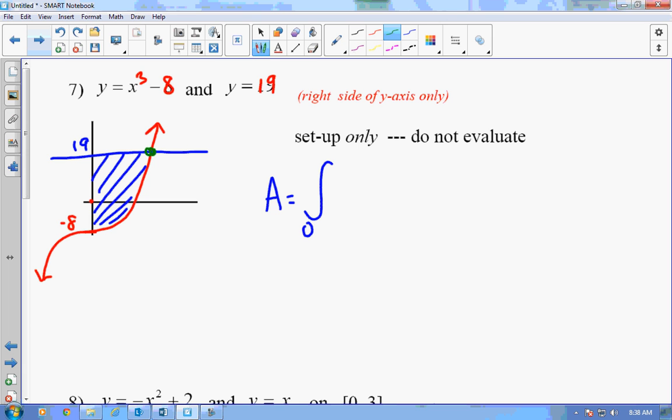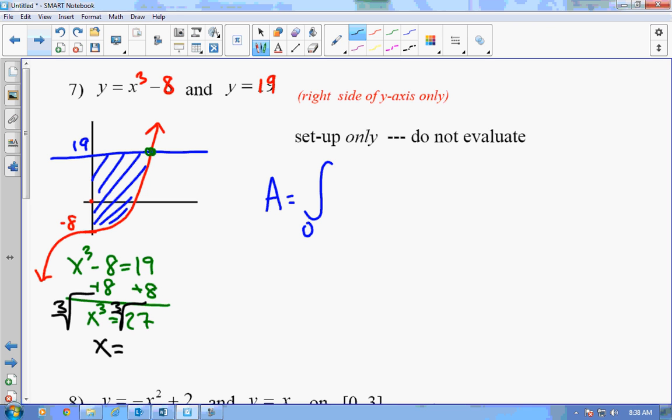Set them equal to each other. X cubed minus 8 equals 19. Since there's only one x term, you can add the 8 over and solve for x using roots, but not a square root. It would be a cubed root. So we take a cubed root, so you have to have a 3 as your index. And you're thinking, what number times itself 3 times is 27?